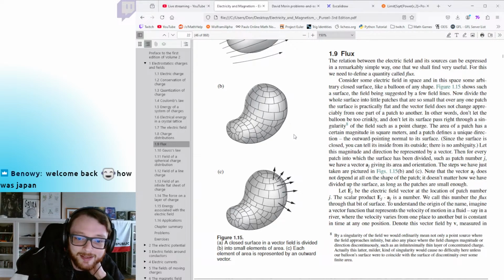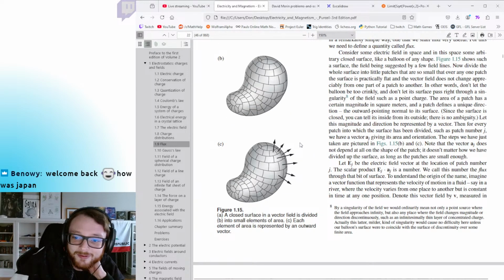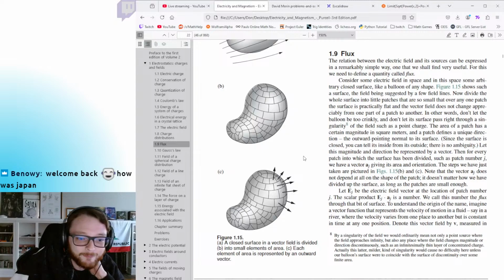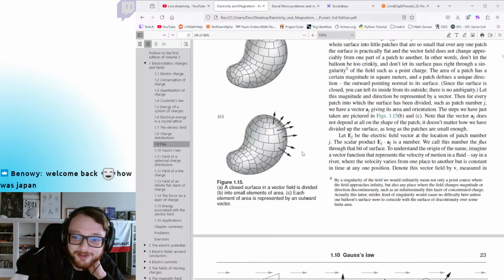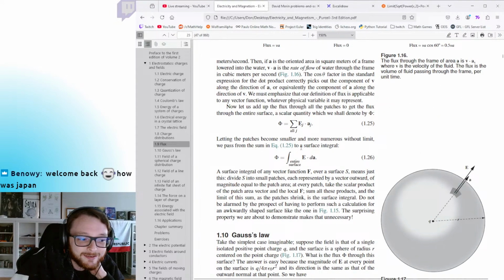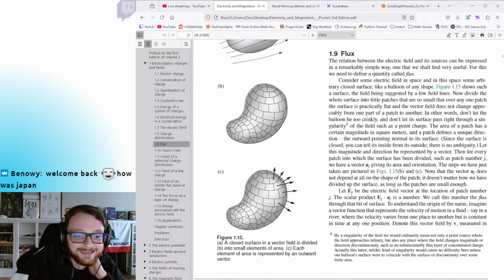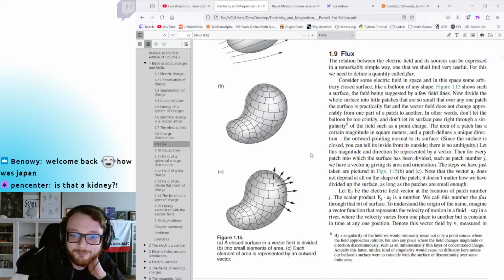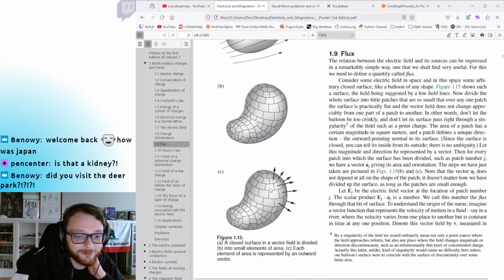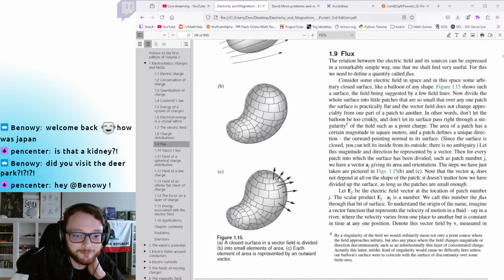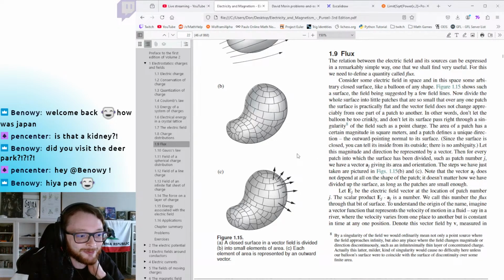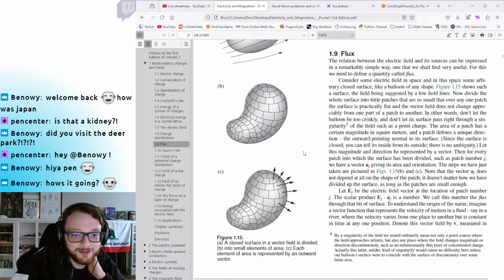Ben, it was so awesome. I want to go back to Japan. Is that a kidney? They've been calling it a balloon. They've been calling generic surfaces balloons for some reason, but it does look like a kidney or a bean or something. No, we didn't do the deer park. It's by Kyoto. We spent the day in Kyoto, and it's a little out of the way.